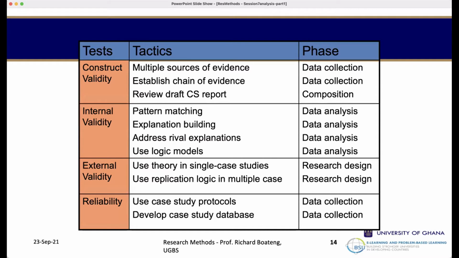For construct validity, we have multiple sources of evidence, establish a chain of evidence, and also review your draft case report as you're writing the case study report.